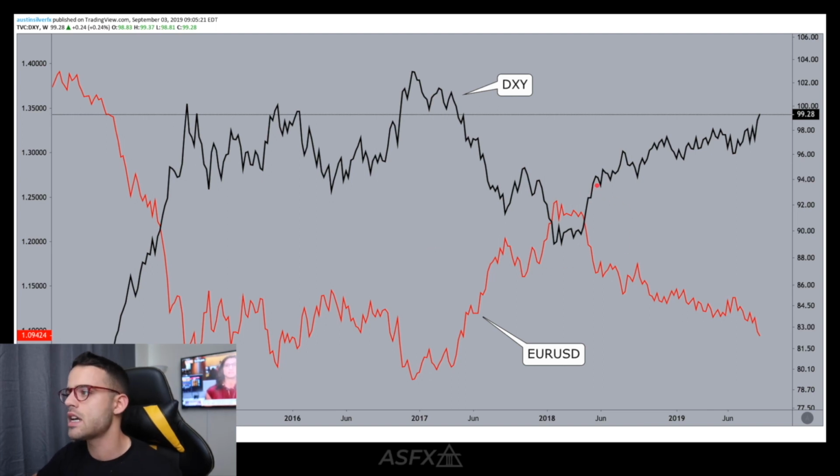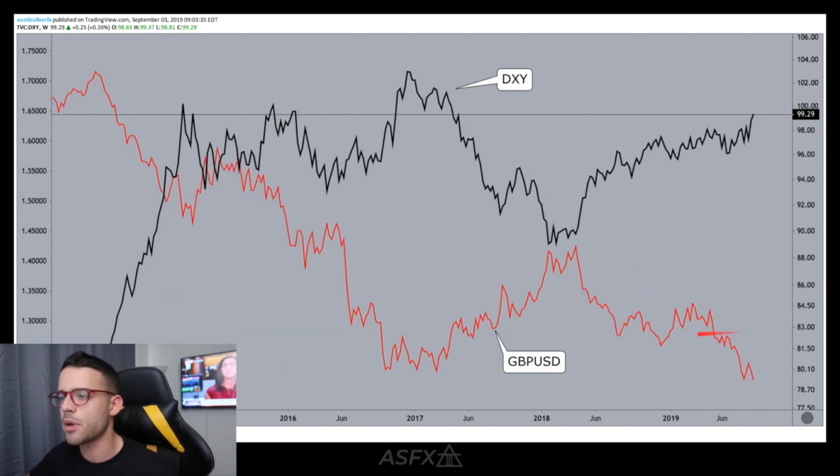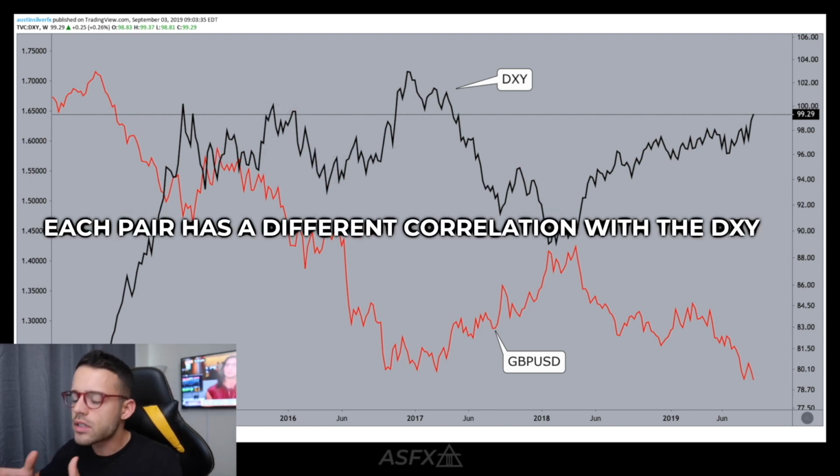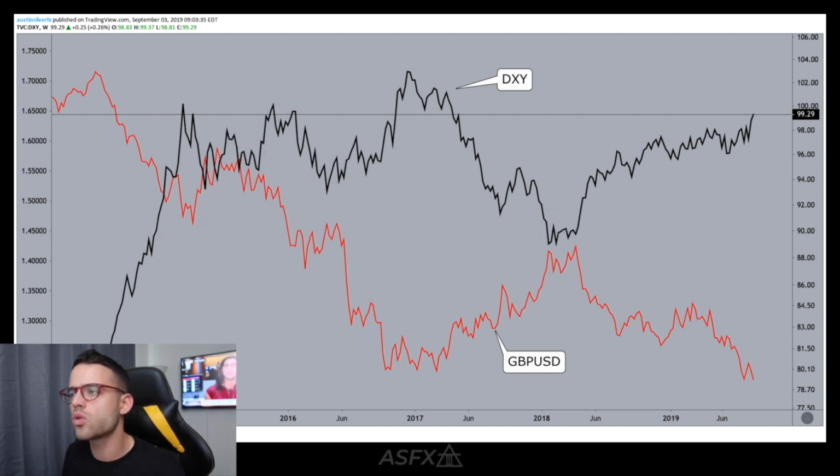Here, 2019, the value of the dollar has been going higher. The value of the euro to the dollar has been going lower. So you can see that correlation here. Also looking at GBP USD. Now, this is important to note. It's similar to Euro USD, but not identical. Each pair is going to be correlated a little bit differently to the dollar index. The closest correlation, though, is going to be in Euro USD.